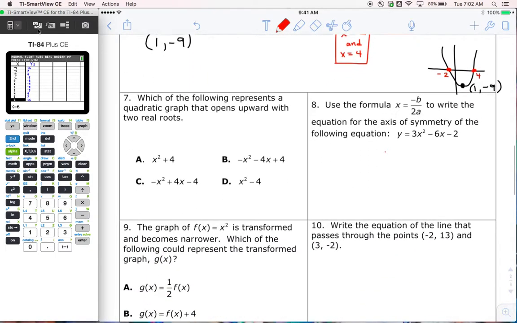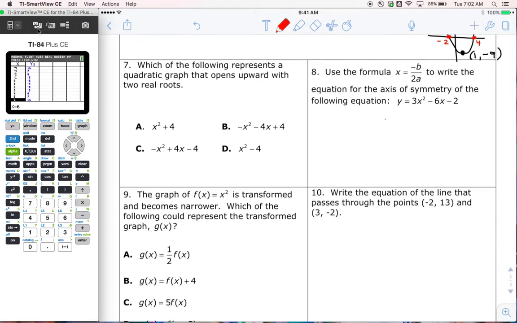Okay, question number 7. Which of the following represents a quadratic graph that opens upward? That means it's going to look like this, like a smiley face. All right, with 2 real roots. So I need to redraw that. It needs to have 2 real roots. It needs to be touching my x-axis twice.